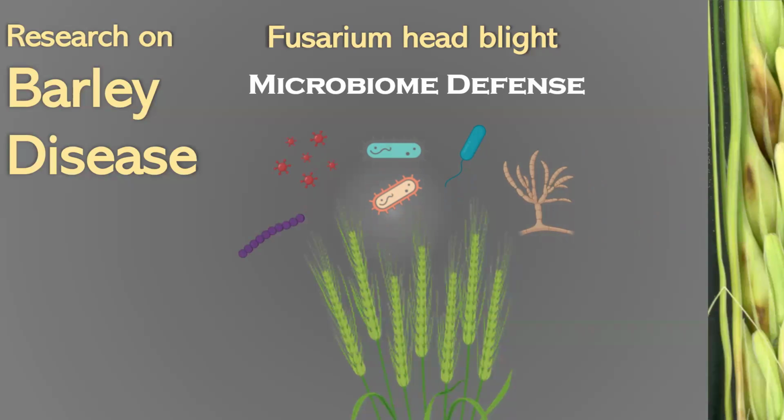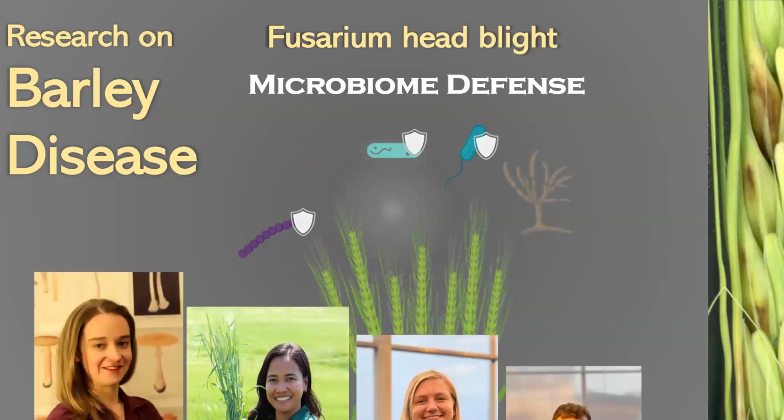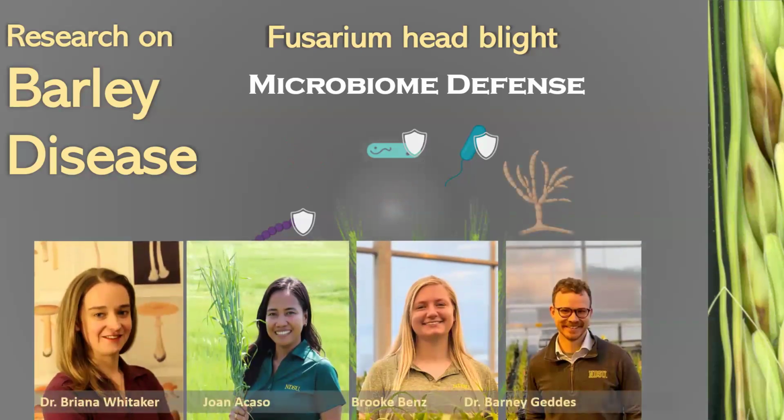And in theory, some of them will be helping to prevent FHB, and some of them might be helping FHB to cause disease. We want to weed those out and get rid of them and reduce the amount of FHB in the field. This is being led by a team of scientists such as myself, Dr. Brianna Whitaker, and Dr. Barney Geddes at NDSU, along with my grad students, Jonah Casso and Brooke Benz.